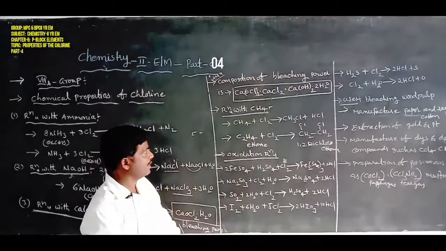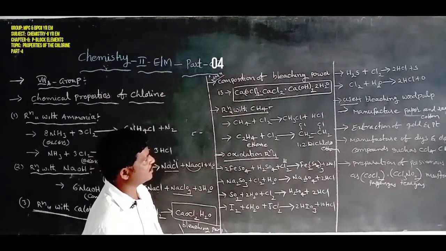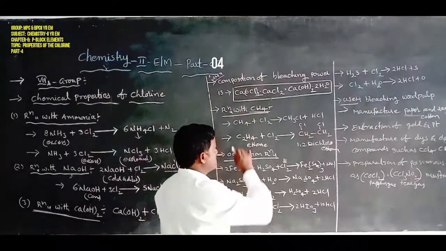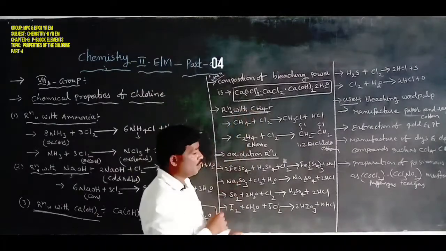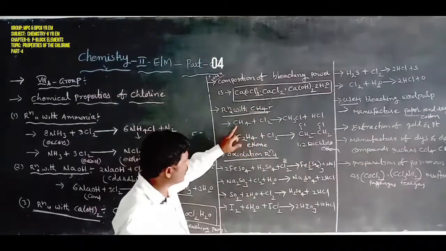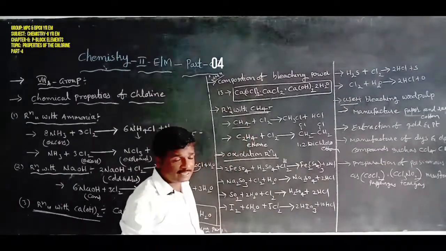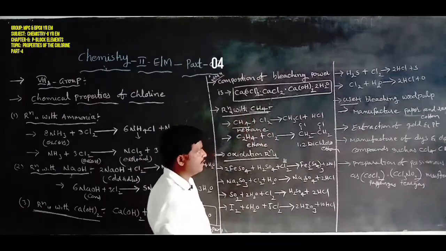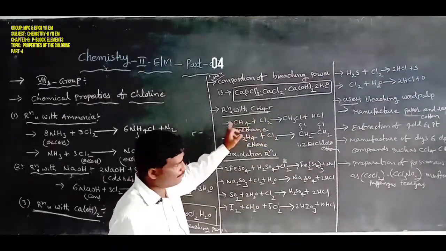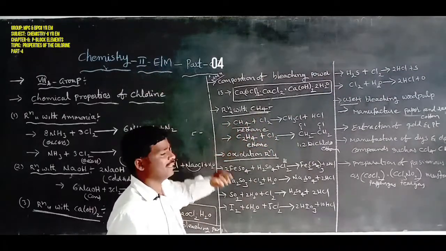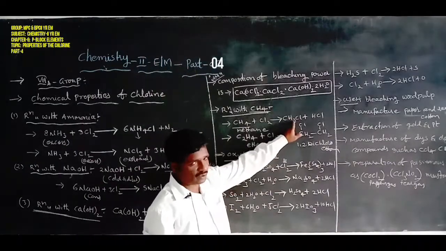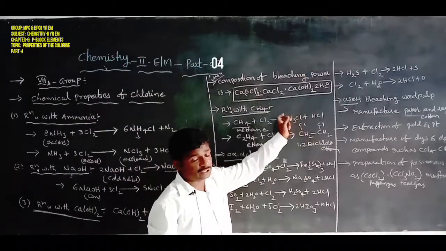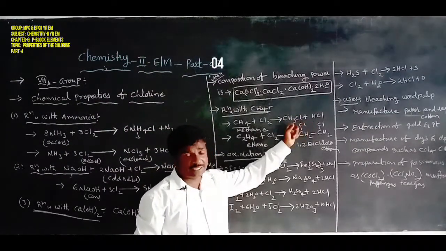Very important. Next, another one: reaction with organic compounds like methane. Methane is an organic compound. Here the chlorine combines with the organic compound methane, CH4. Methane treated with chlorine forms methyl chloride, CH3Cl, also known as chloromethane.